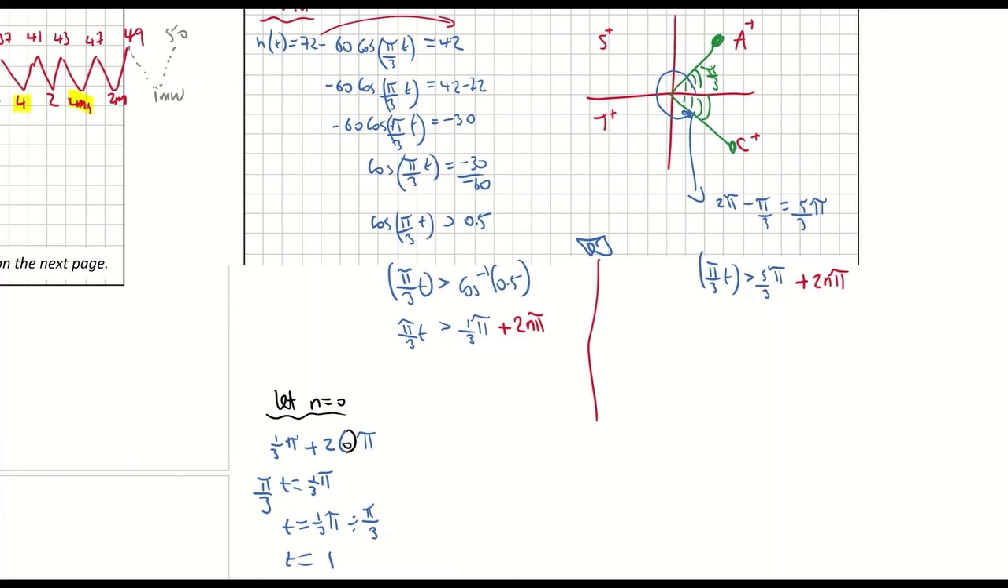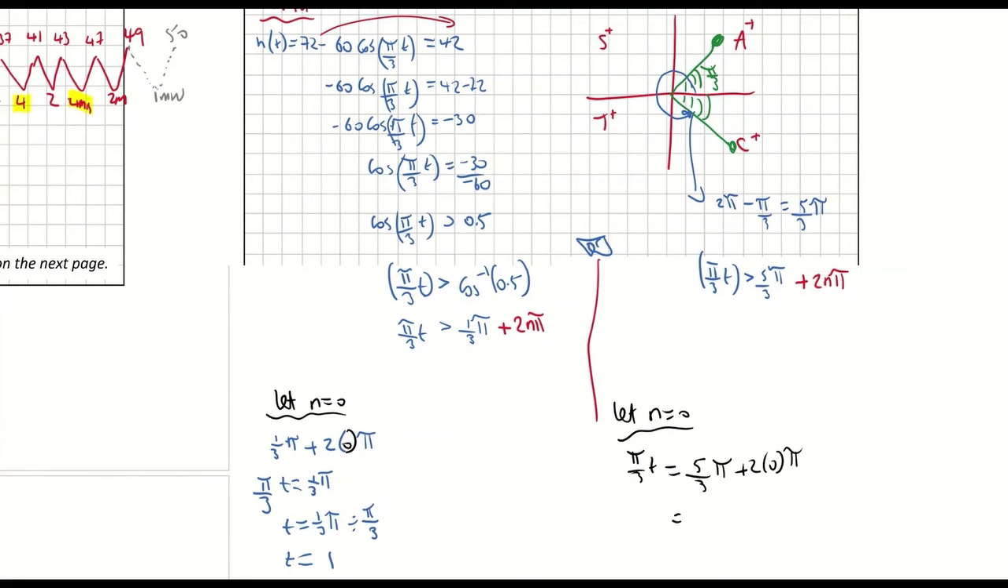And I now come over and I'm going to do the same for my other general solution. So let n is equal to 0 here, and I'm going pi over 3t is equal to 5 over 3 pi plus 2 times 0 times pi.